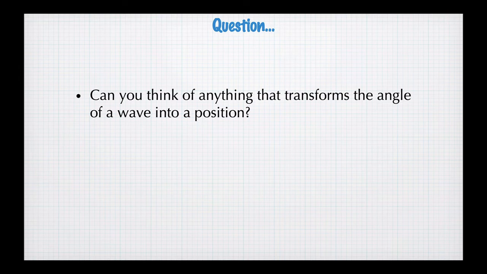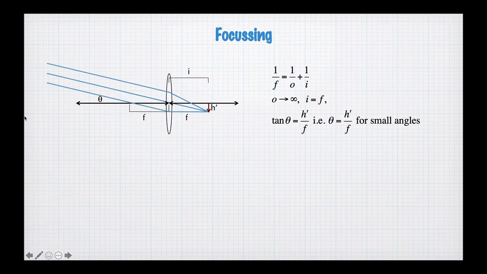The far field, though, can be a very long way away. Technically, you don't reach the far field until you get to infinity. So is there anything that can bring infinity a little bit closer? Is there anything that can transform the angle of a wave into a position? What about a lens? So here's a situation we have.